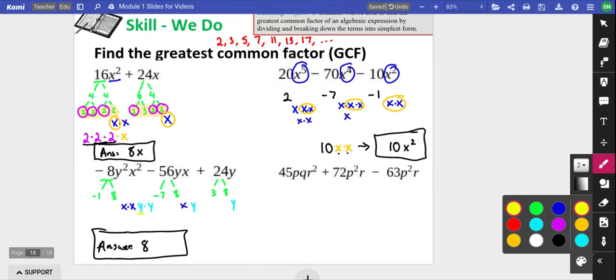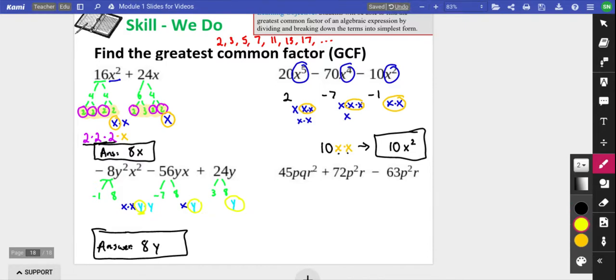This one has one y, so if I pick that one, this one also has one y, and so does this one. That means that I will be putting one y as part of the answer. This one has an extra y. However, the other two don't, which means the maximum number of y's that they have in common would be 1, and our answer is simply 8y.